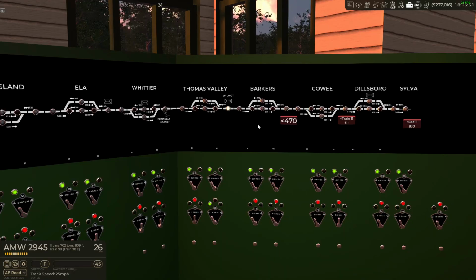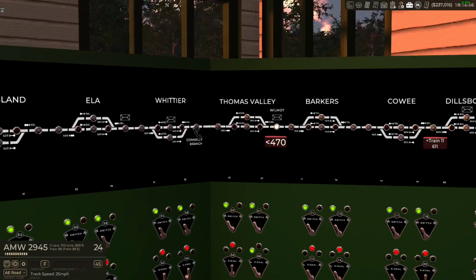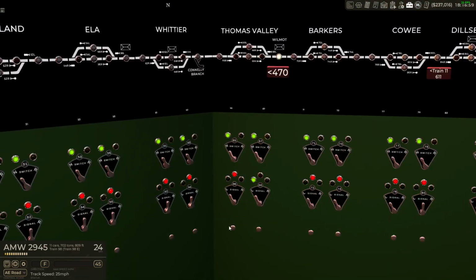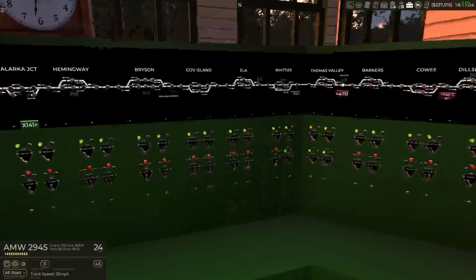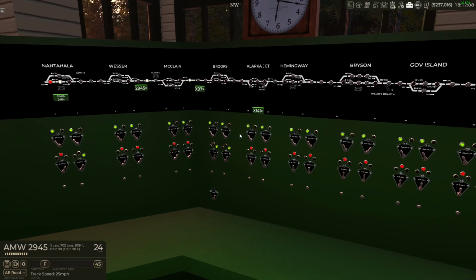Even just automatic block signal systems, that's an overlay. It's an extra layer of protection in a timetable train order territory or track warrant territory. But in CTC, those signals provide both the authority and the protection. So the only thing protecting these trains against each other is the signal system and Casey making the right decisions.